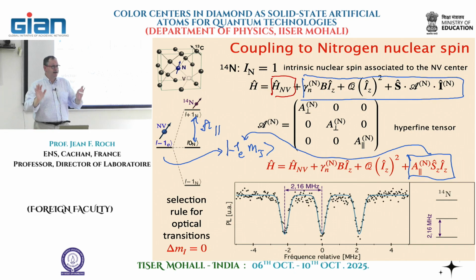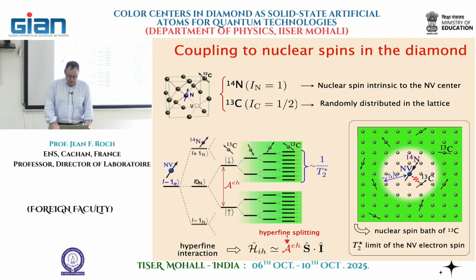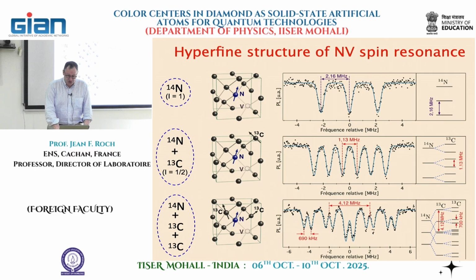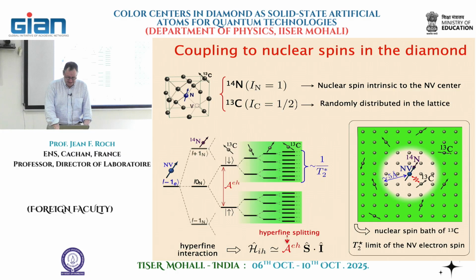So what I have then is that the line is going to be split into 3 components. And each of those components is separated by the value of this parameter. So it's very simple in a way. And in this case, the value is about 2 megahertz. Okay? So if we now look more carefully at that, I can show you this system, and I will come back to that later on.